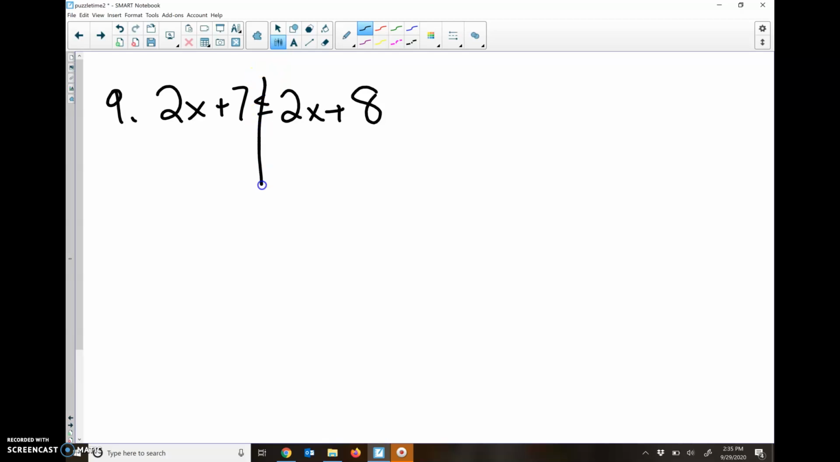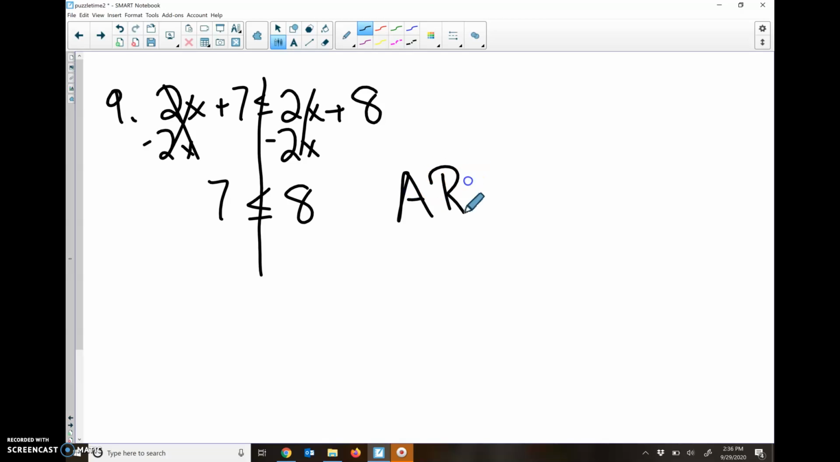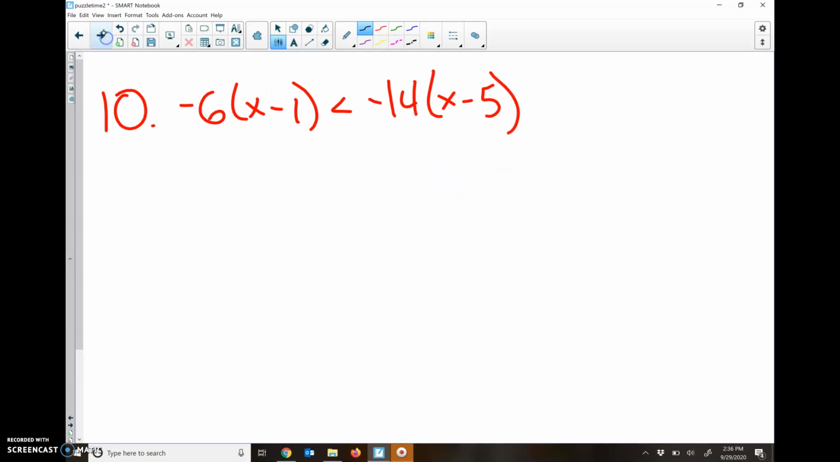So looking at these, so I got 2x plus 7 is less than or equal to 2x plus 8. So again, I like to get my variables together first. So I'm going to subtract 2x from each side, so I'm left with 7 is less than or equal to 8. And that is a true statement. 7 is less than or equal to 8. So it is all real numbers.